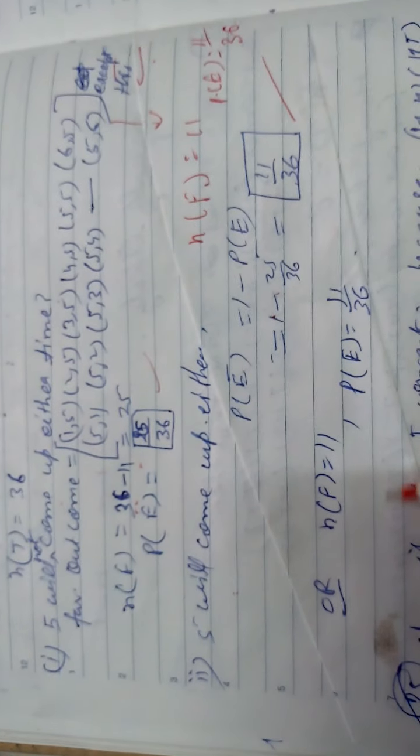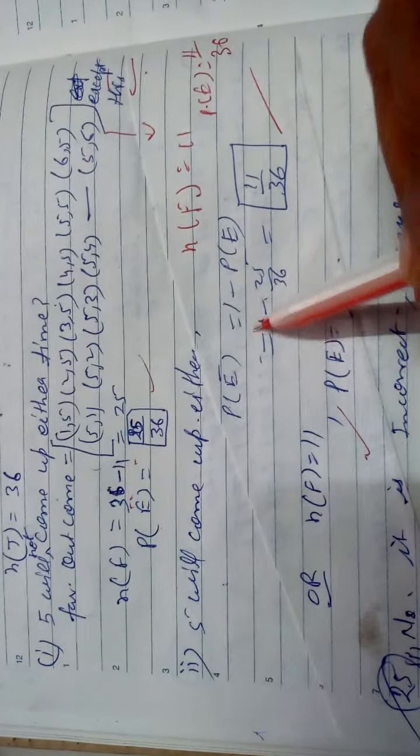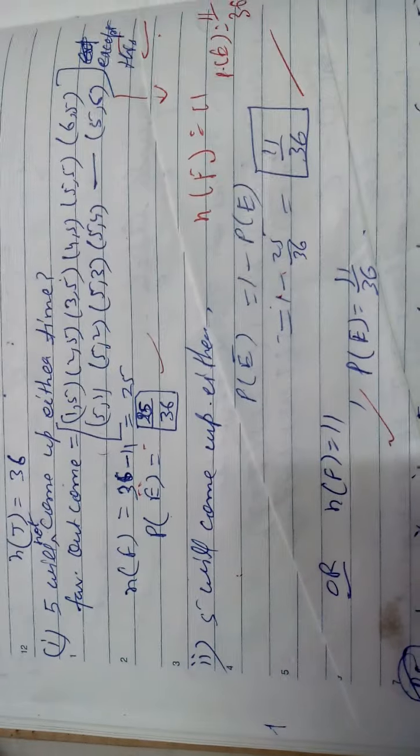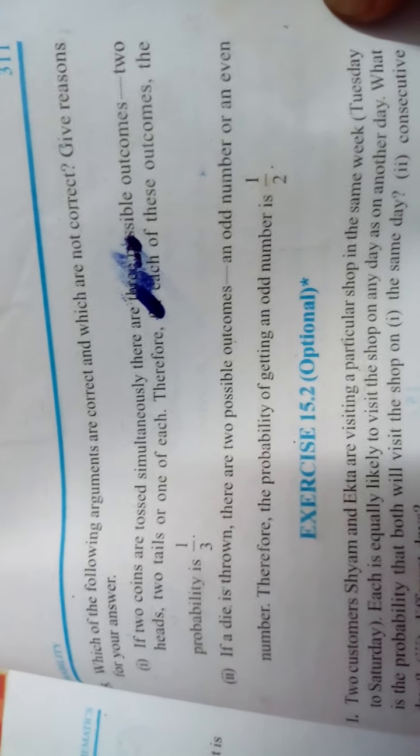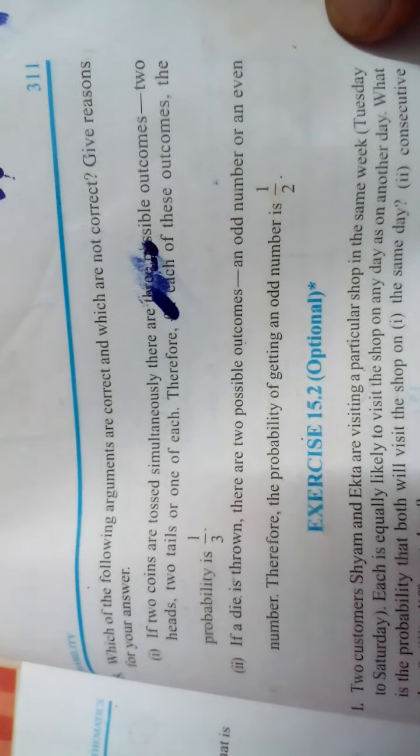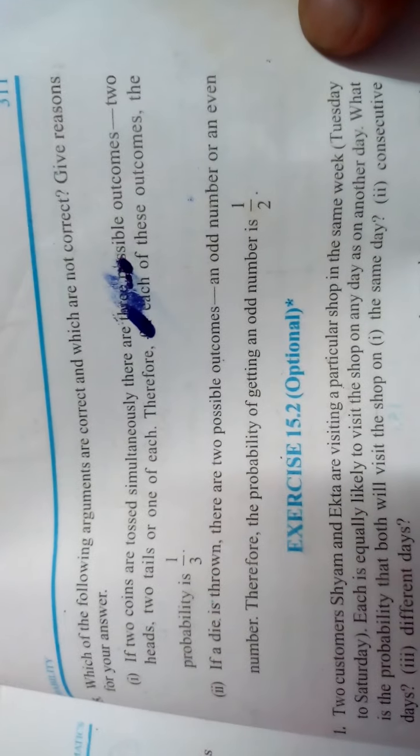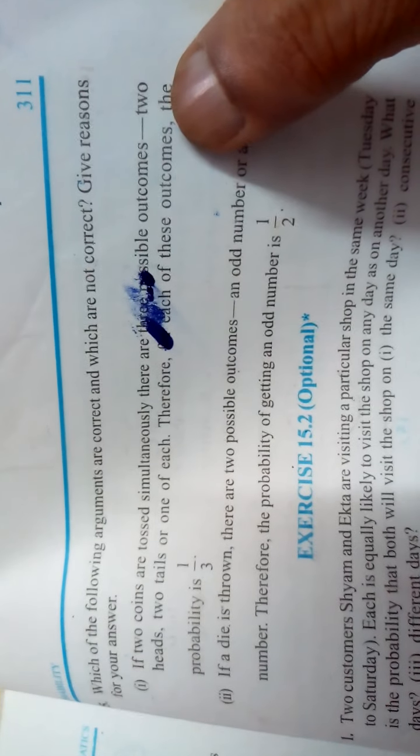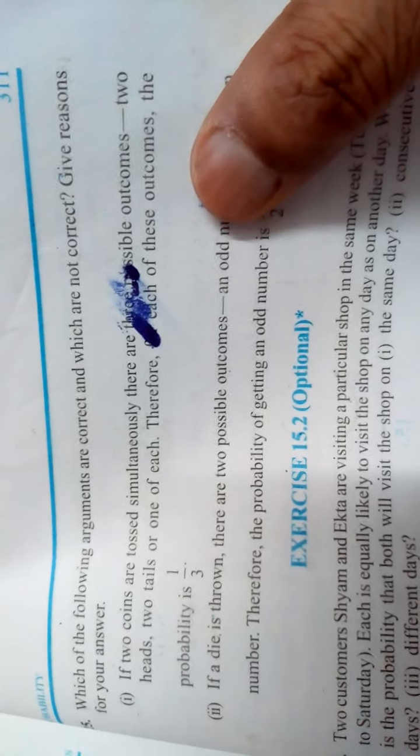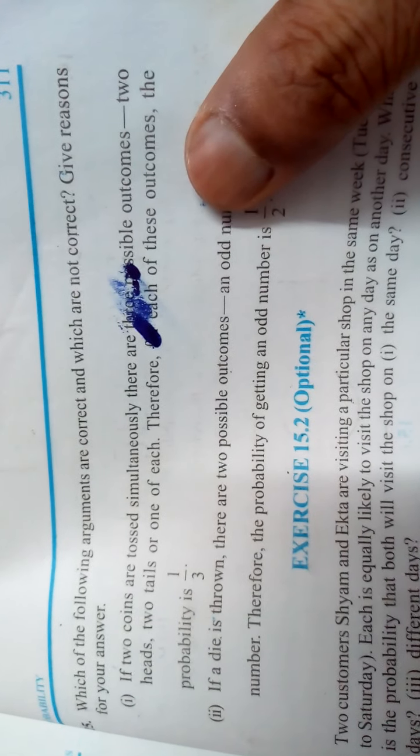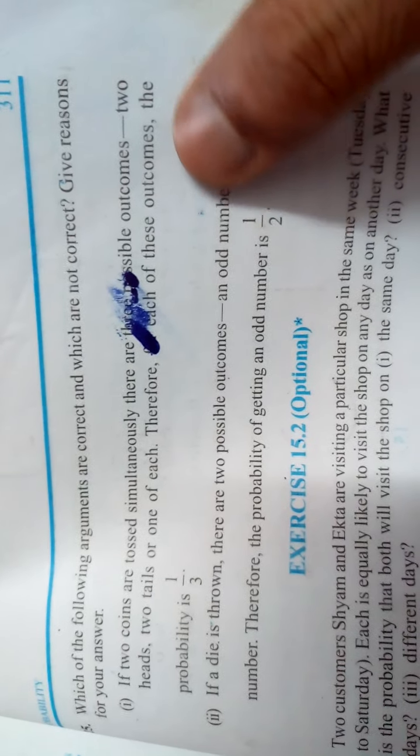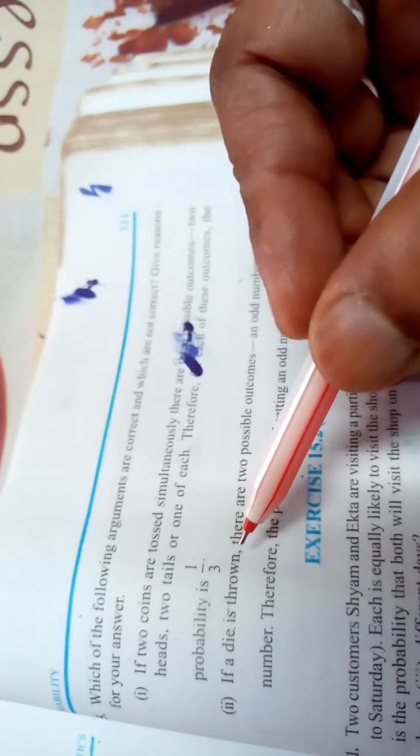Now the question number, this form, this or this, 2 options. 25th question is given here. If 2 coins are tossed simultaneously, then there are 3 possible outcomes: 2 heads, 2 tails, and one of each. Therefore, for each of these outcomes there is a 1 by 3 probability. Which is not correct, give the reason.